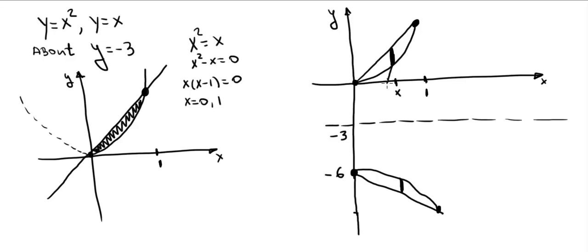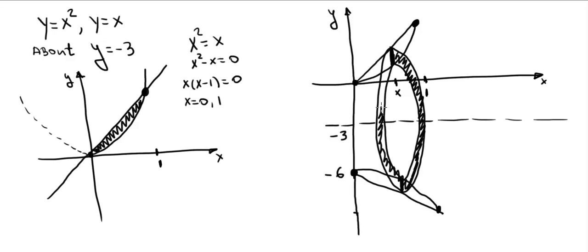As it sweeps through for the entire 360 degrees, it will generate a washer that looks like that. We are interested in the area between these two circles right in here. That's the key to solving this problem, this area between these two circles.